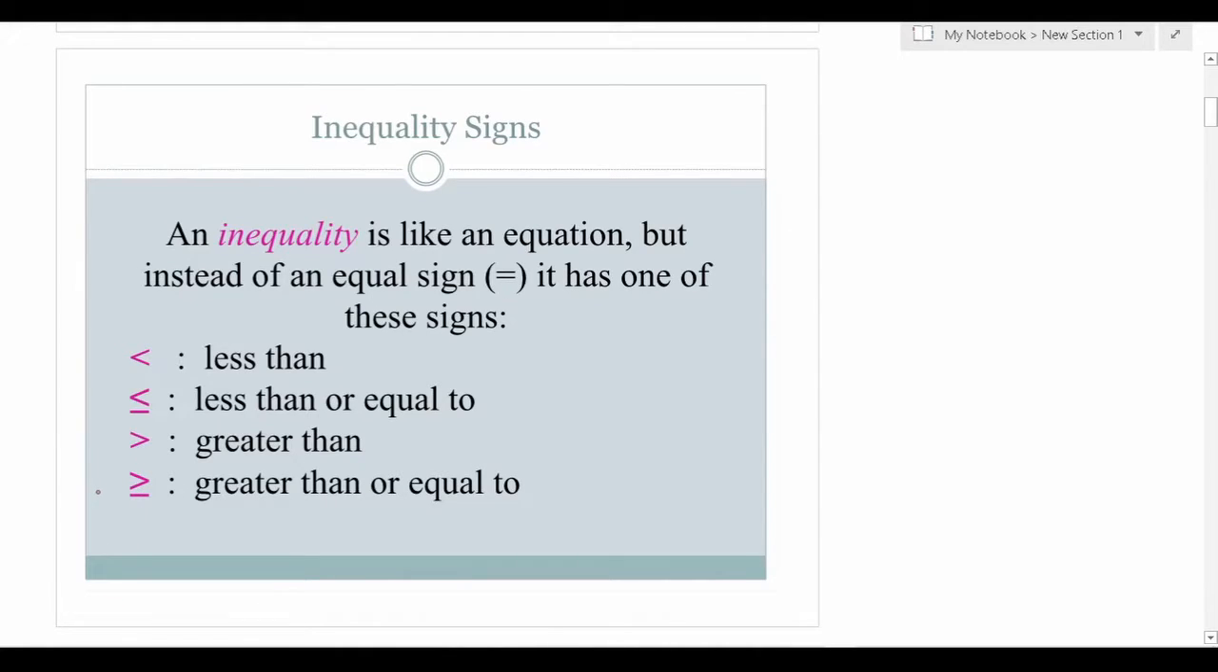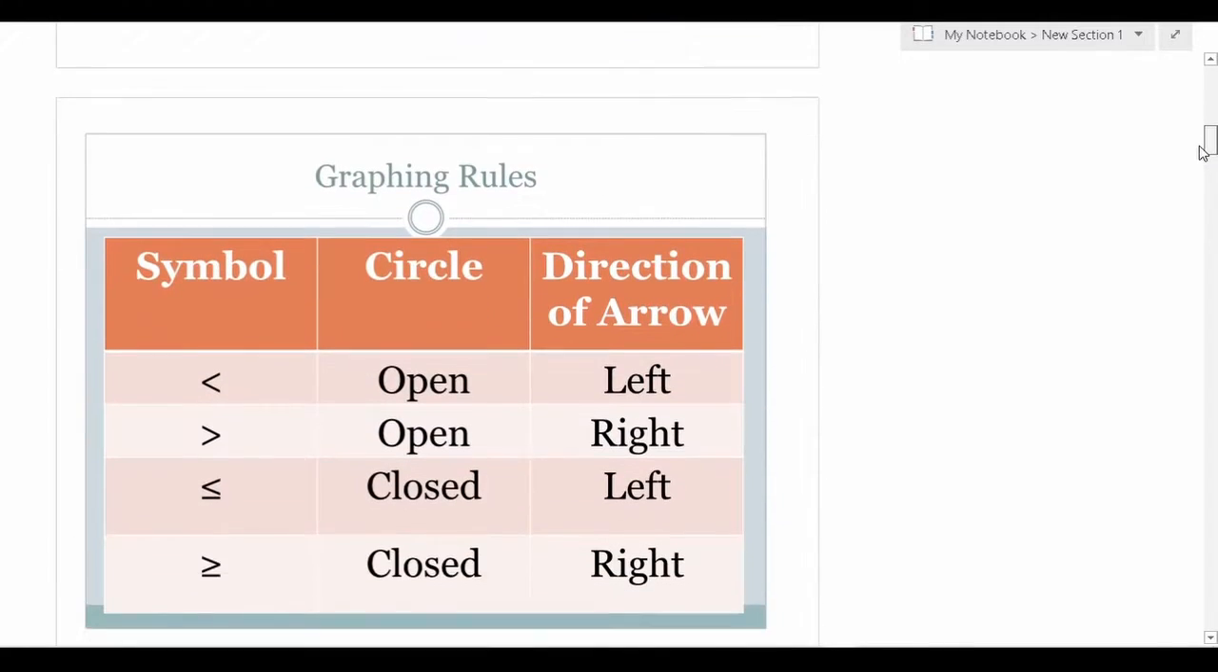My goal is, if you're not already familiar with these signs, that is, you can't just look at it and identify what type of sign it is, to get you not only to be able to do that, but to be able to solve inequalities without thinking too much about them. So let's take a look at the next slide.